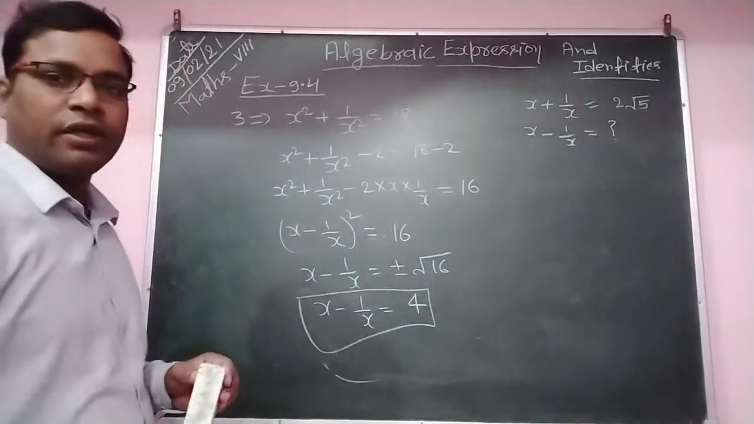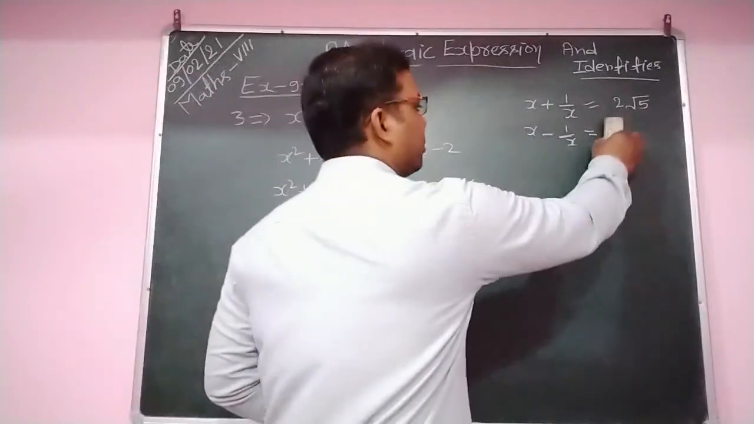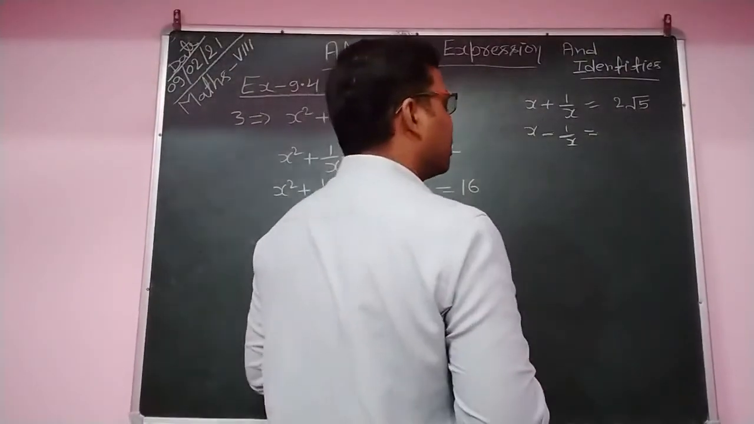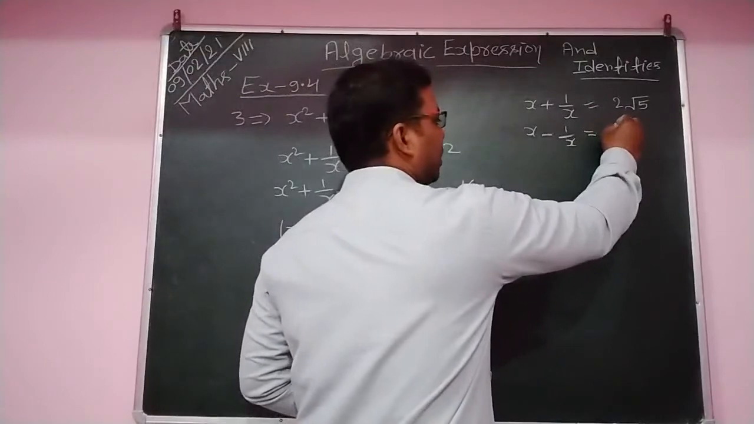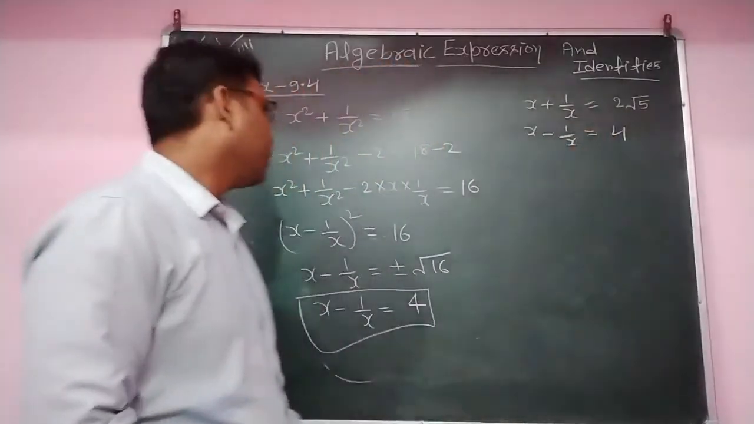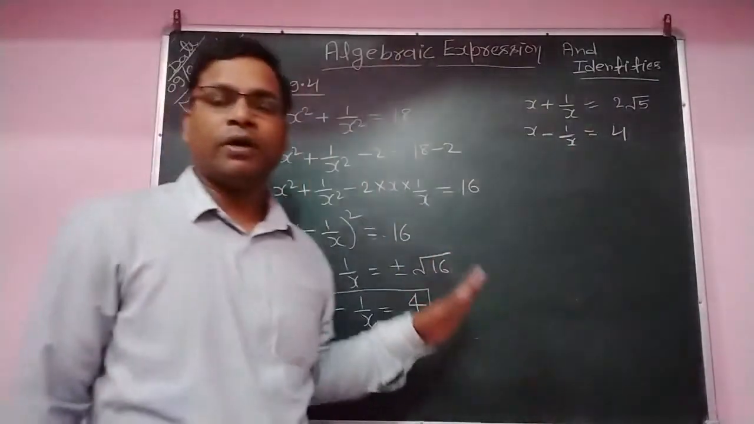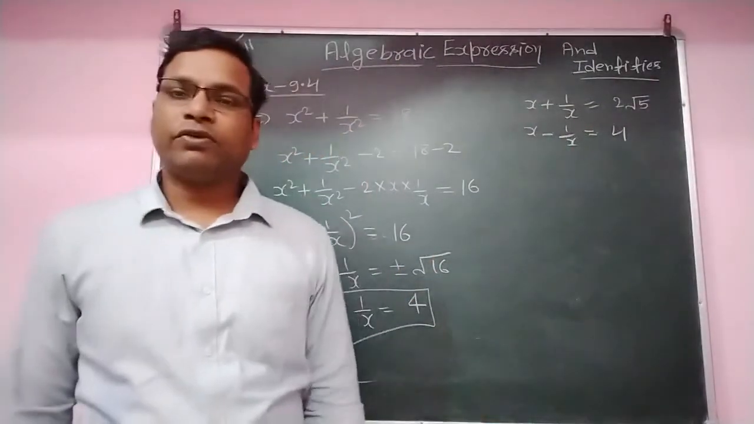This is clear? So student, you can see you found the values of x plus 1 upon x and x minus 1 upon x, when x square plus 1 upon x square is given. Now I hope all of you understood these questions.